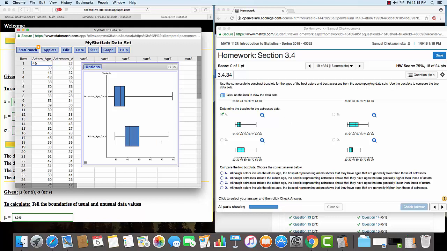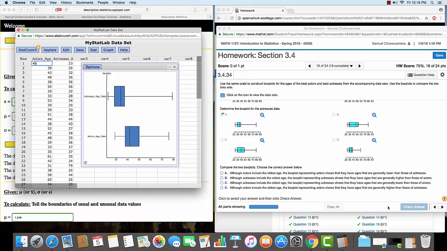Let's look at this. For actors, the minimum is 29. Actresses, minimum is 23. Maximum is 76 for the actors. Maximum is 79 for the actresses. Q1 is 38 for actors. Median is 42 for actors, and Q1 is 28.5 for actresses, median is 34. So A is not true. The actors do not have ages lower than actresses. Generally lower, no.